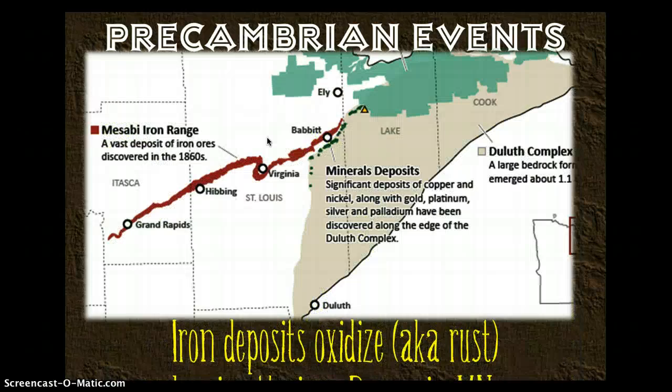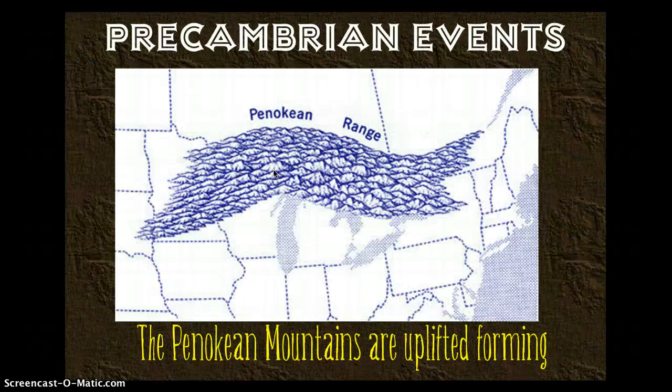Of course, in the Precambrian, we also have iron deposits forming in Minnesota. The Iron Range, as it's known, was deposited during this time, and in part because of all that oxygen in the atmosphere, the iron was able to oxidize and rust and form into these deposits right here. So a little bit of Minnesota history.